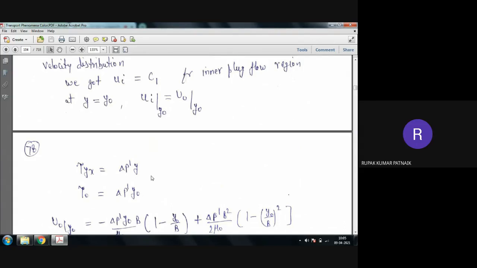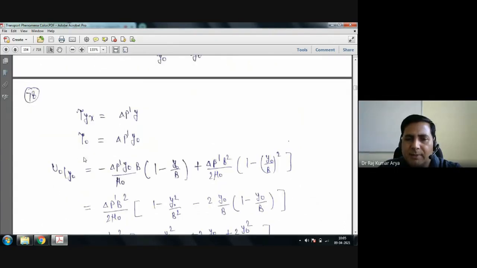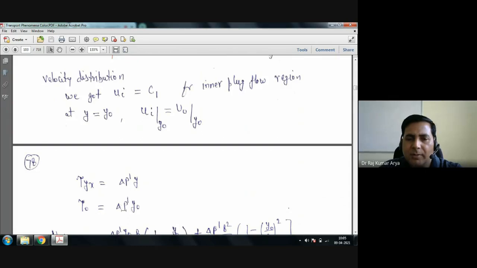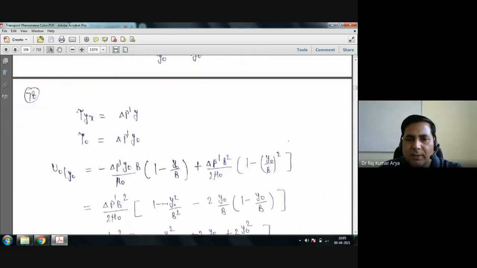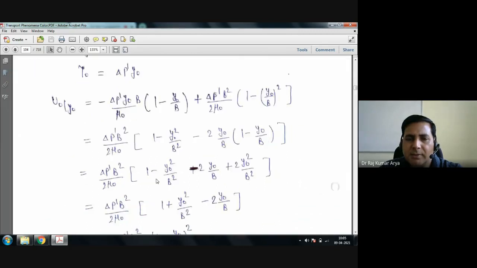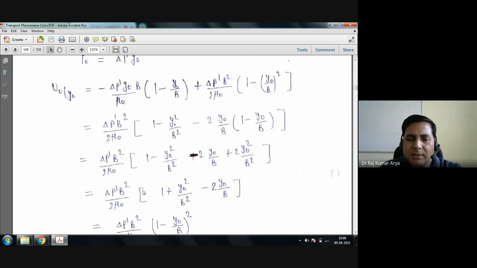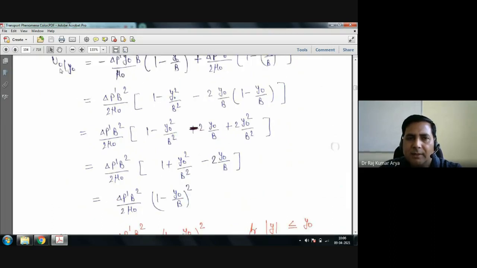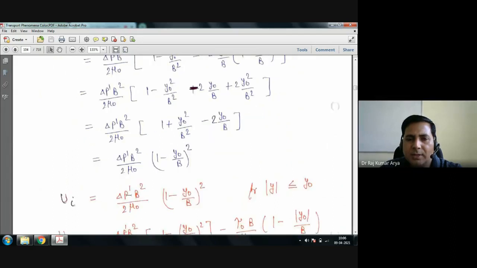Yes, sir. So by putting this expression in the velocity expression here, y equal to y naught, and the expression of tau naught from here, let's see what we'll get. You have the expression for tau naught, delta p dash y dash. Substitute here and rearrange it, and you can get this expression. Finally, you end up with u naught at y equal to y naught: delta p dash b square over 2 mu naught, times 1 minus y naught upon b to the power 2.